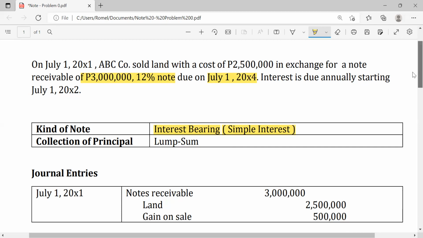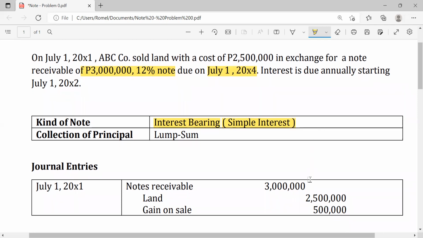So what are the journal entries here? First is debit notes receivable, 3 million pesos. Credit land, 2,500,000 pesos. And credit gain on sale of land, 500,000 pesos. Why is this a gain? Because the cost of land that you sold is 2,500,000 pesos and the consideration that you receive from the sale of land is 3 million pesos. Because the consideration that you receive is higher than the cost of land that you sold, this is a gain of sale worth 500,000 pesos.